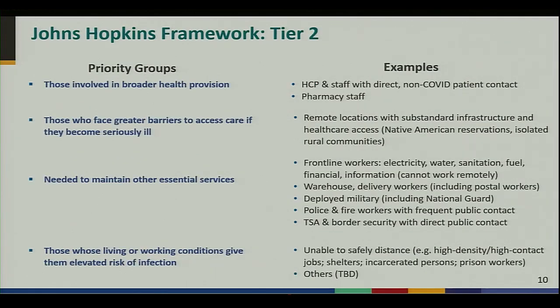Next, these are the groups included in the Hopkins Framework's Tier 2. These involve broader health provisions, including other healthcare personnel and pharmacy staff, those who face barriers to access to care, including those living in remote locations, those needing to maintain other essential services, including deployed military, police, and fire, and finally, those whose living or working conditions give them an elevated risk of infection, including those living in congregate settings. Next slide.